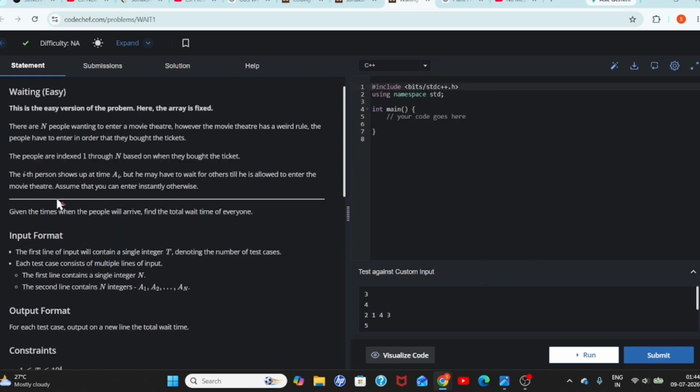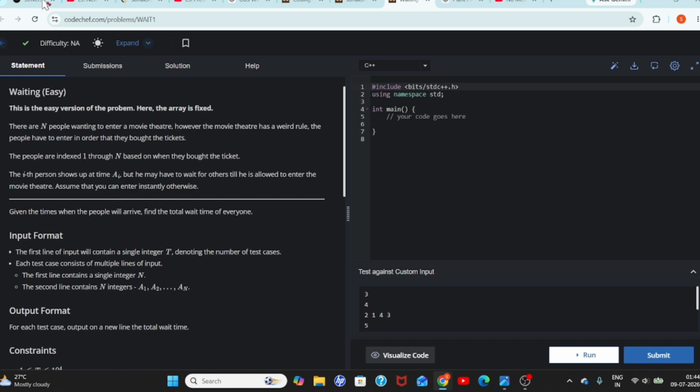So here is the last question, waiting. There are n people waiting to enter a movie theater. However, the movie theater has a weird rule. The people have to enter in the order that they bought the tickets. The people are indexed 1 through n based on when they bought the tickets. The ith person shows up at the time A of I, but he may have to wait for others till he is allowed to enter the movie theater, assuming we can enter instantly otherwise.